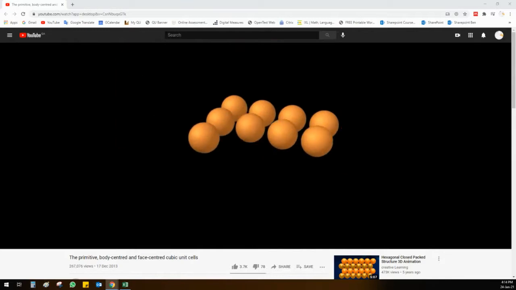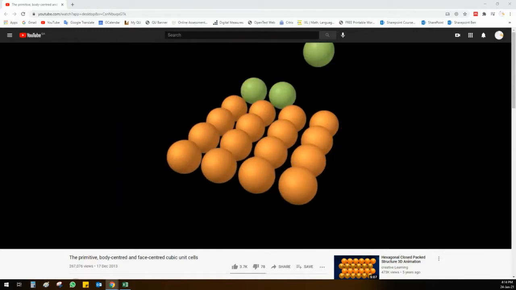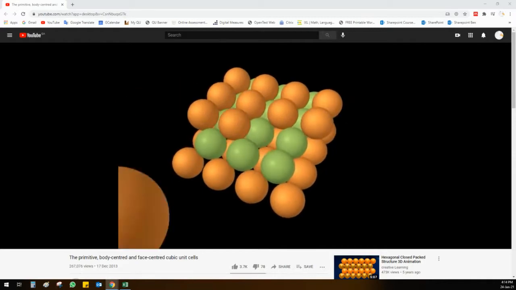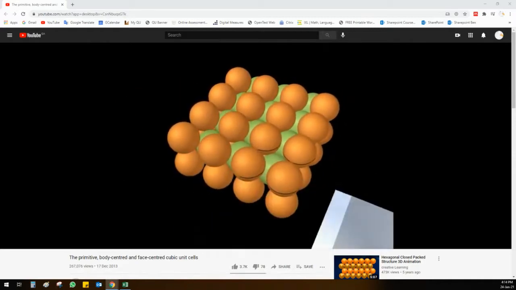A more efficient stacking occurs if we place the second layer over the spaces formed by the first layer, and the third layer over the spaces formed by the second.